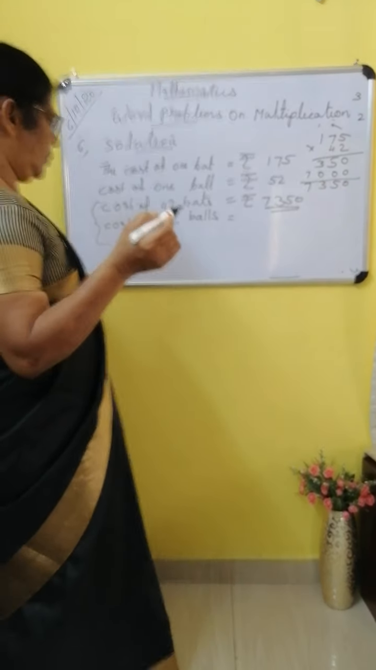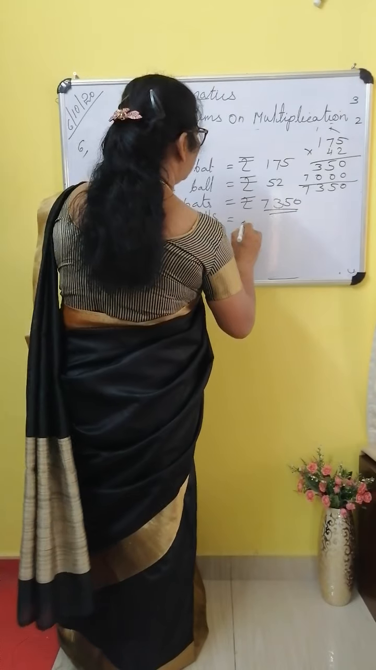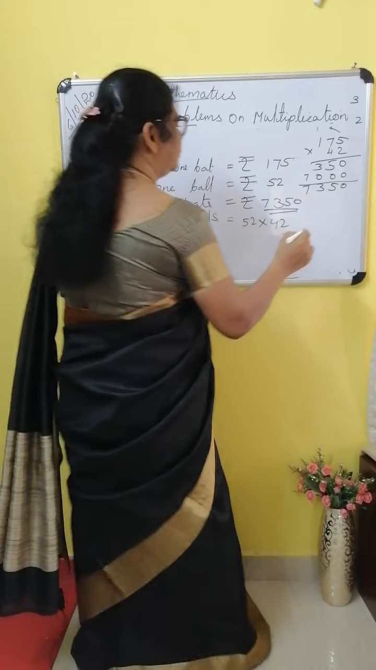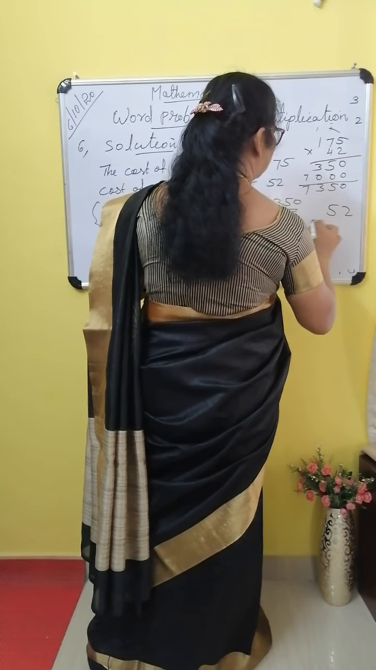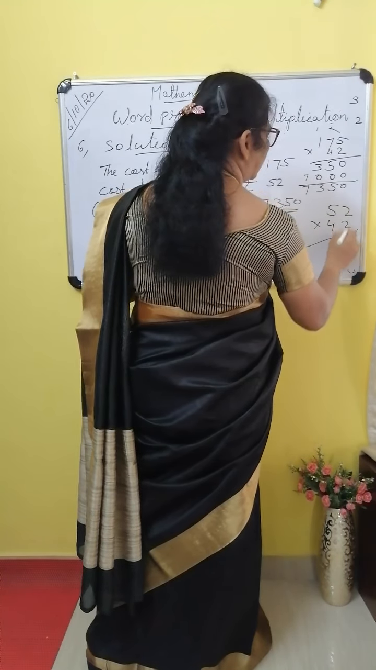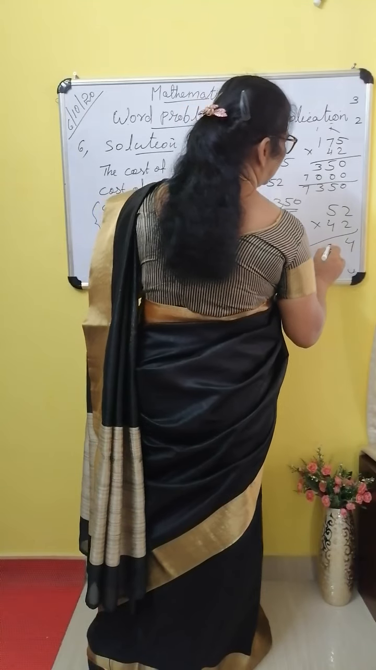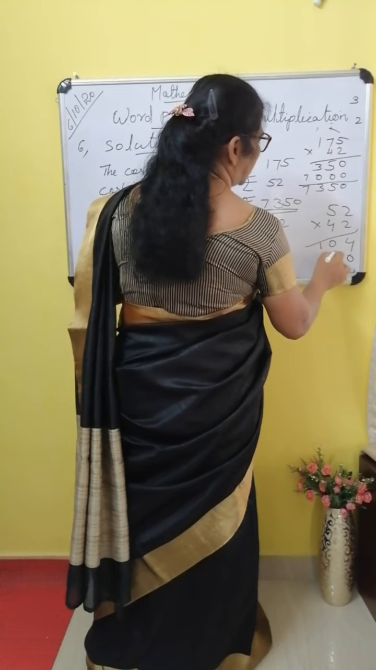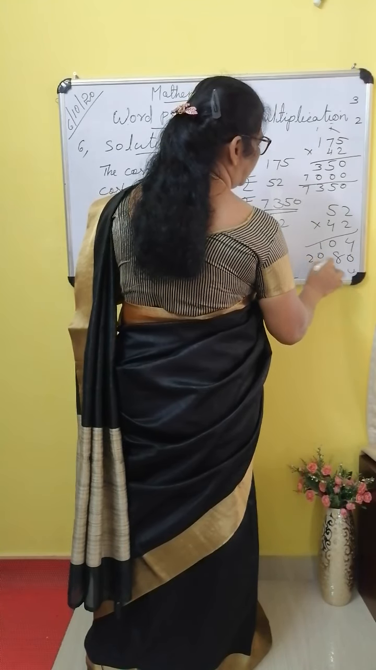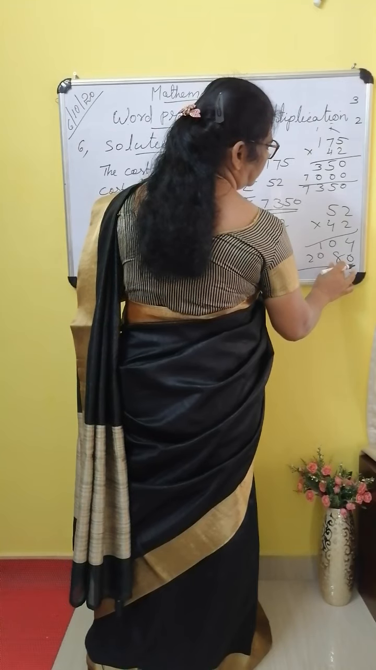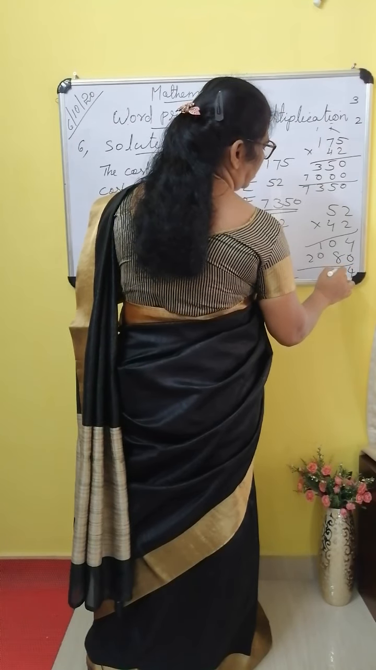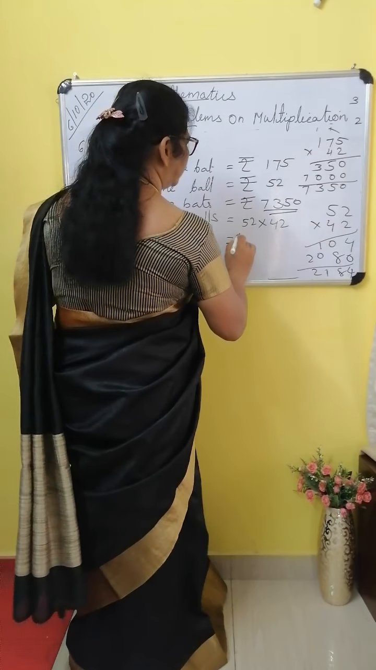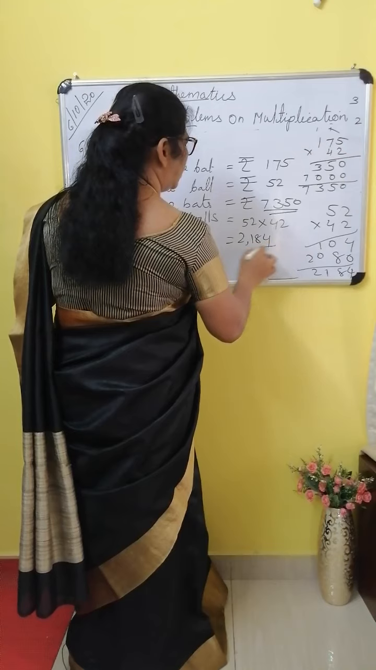Okay. So cost of 42 balls equal 52 into 42. 2 2s are 4, 2 5s are 10. Here 0, 4 2s are 8, 4 5s are 20. Here 4, 8, 1, 2. 2184.